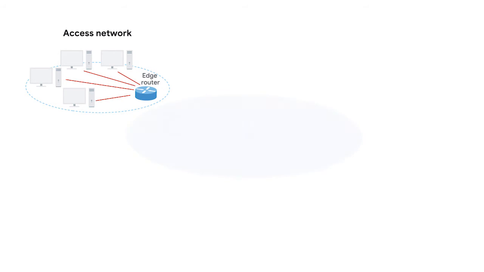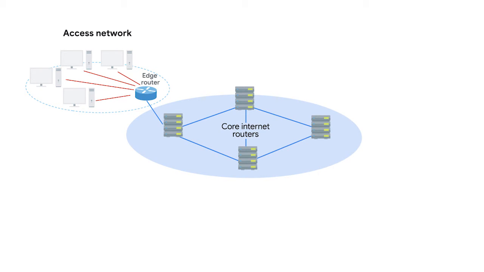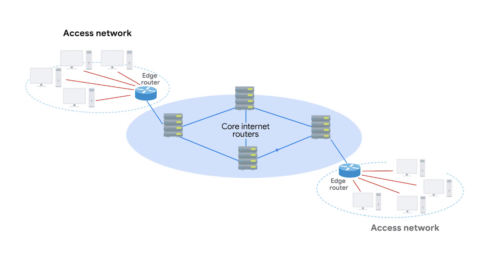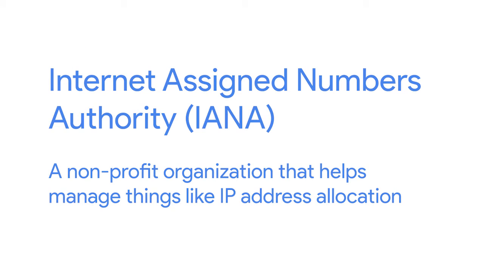The internet is an enormous mesh of autonomous systems. At the highest levels, core internet routers need to know about autonomous systems in order to properly forward traffic. Since autonomous systems are known and defined collections of networks, getting data to the edge router of an autonomous system is the number one goal of core internet routers. The IANA, or the Internet Assigned Numbers Authority, is a nonprofit organization that helps manage things like IP address allocation. The internet couldn't function without a single authority for these sorts of issues.